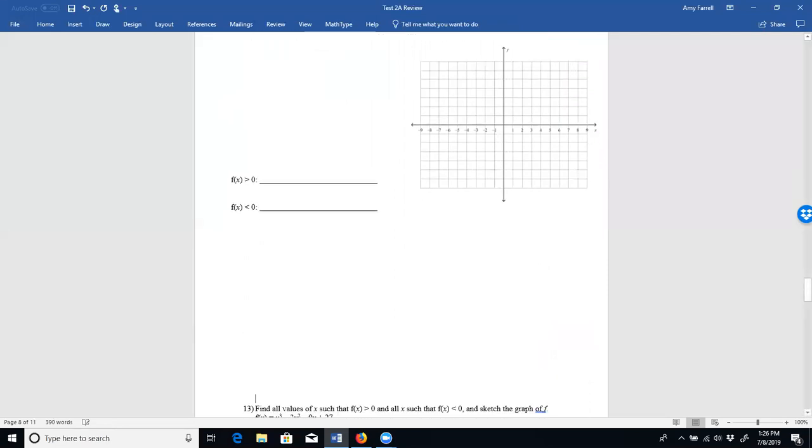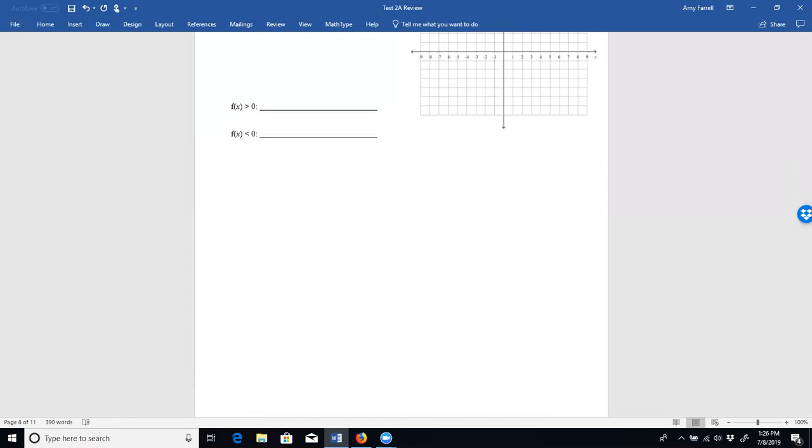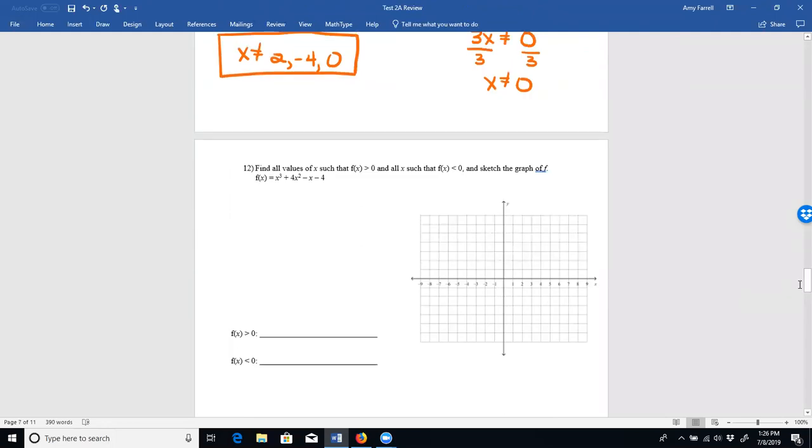Okay, number 12, we have a polynomial function, and we are supposed to sketch a graph. Also state where f of x is greater than 0 and where f of x is less than 0. First, I'm going to factor the function so that I can find the zeros. I'm going to factor by grouping. I'm going to pull out an x squared from the first 2 terms, and then I'm going to pull out a negative 1 from terms 3 and 4.